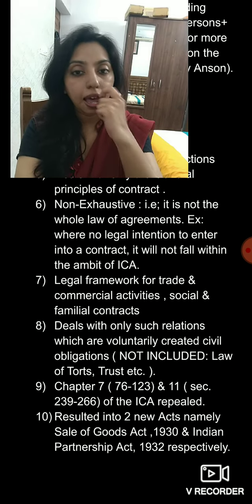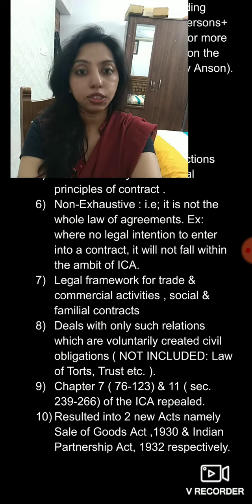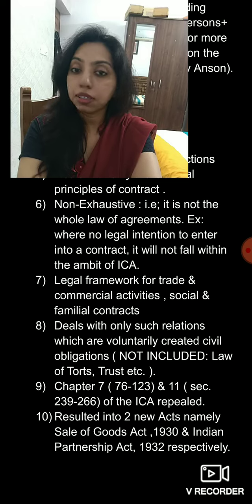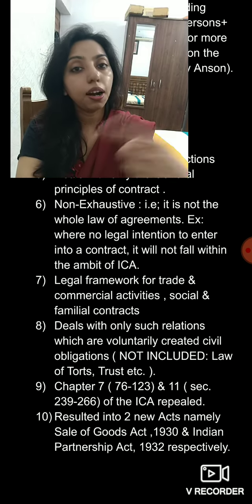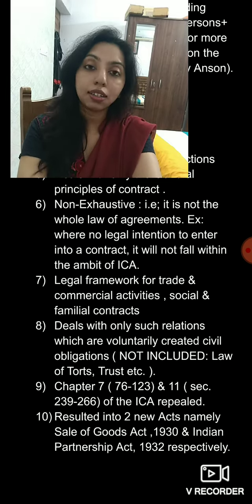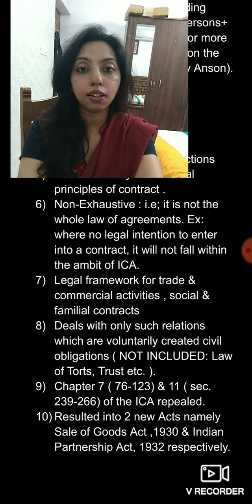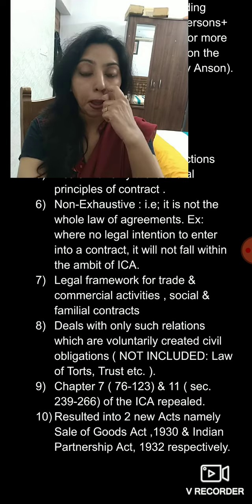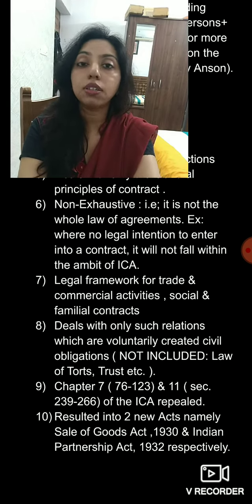Again, this act deals with only such relations which are voluntarily created civil obligations. That means it will not be including the law of torts or law of trusts, etc. What does that mean? That means if two parties are entering into a contract, then it has to be done voluntarily. For example, if it is a marital relationship under Muslim personal law, in that case it is a contract. So what is a contract?